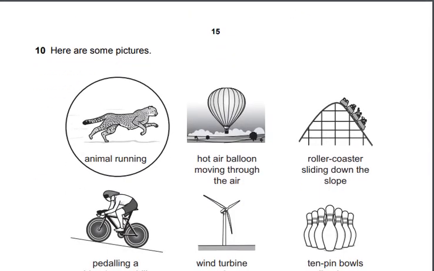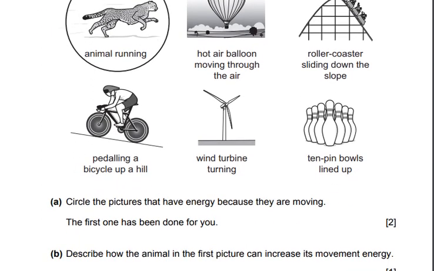Question number 10. Here are some pictures. We have 6 pictures here. And question A, circle the pictures that have energy because they are moving. The first one has been done for you. So we have 6 pictures, one of them is done. We need to circle the pictures that have energy because they are moving.